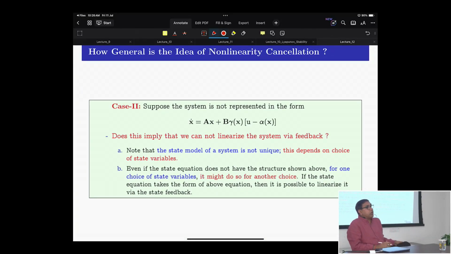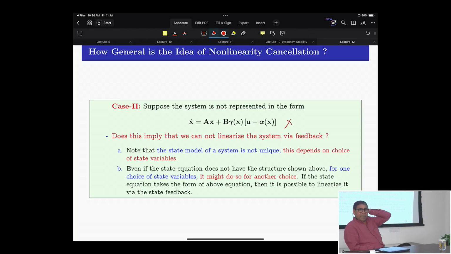Suppose the system is not in that form, not represented in this form. Can you apply a control law which can make it linear? Right?